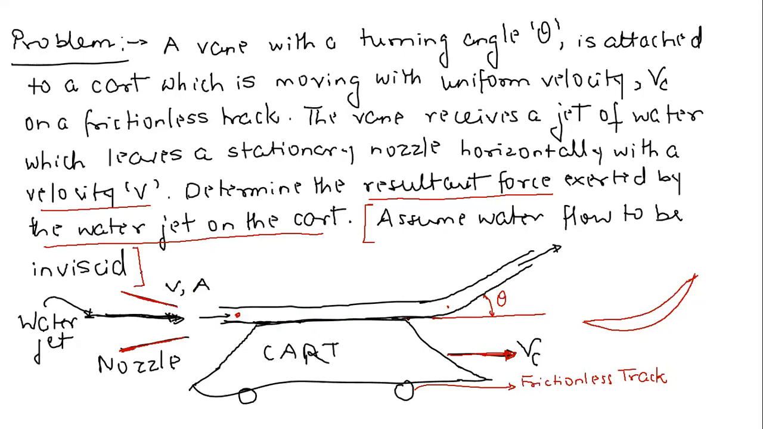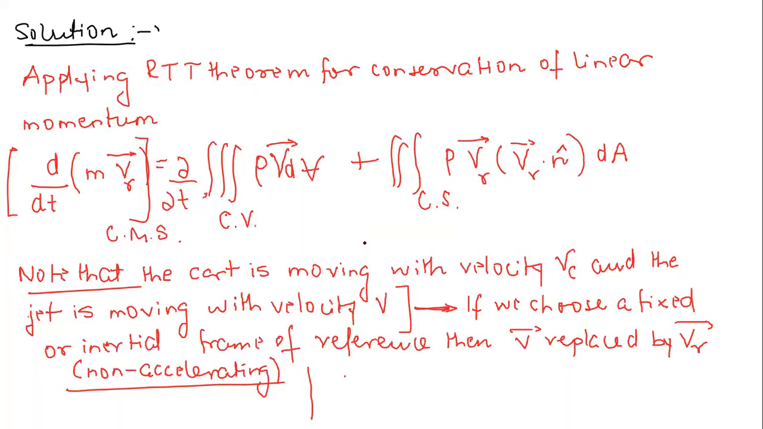Velocity. Definitely. So is the velocity changing in magnitude or direction? So let us see this. Let us then go through this problem and then try to understand. So first of all, let us apply the RTT theorem for conservation of linear momentum.